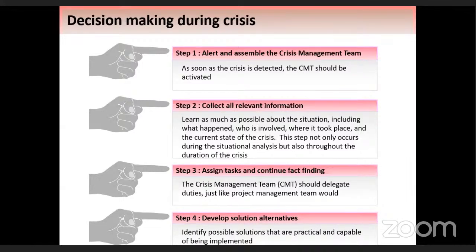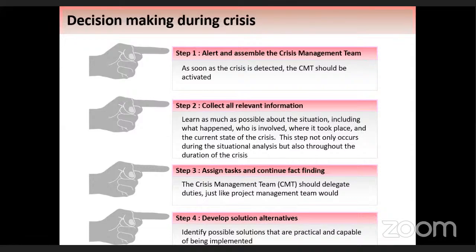Number one, we must first alert and assemble the crisis management team. Then, secondly, we must collect all relevant information. Learn as much as possible about the situation, including what happened, who is involved, where it takes place, and the current state of the crisis. This step not only occurs during situational analysis, but also throughout the duration of the crisis.